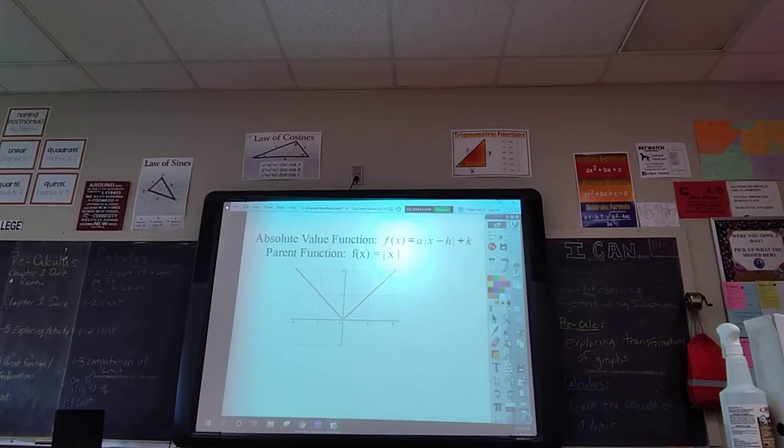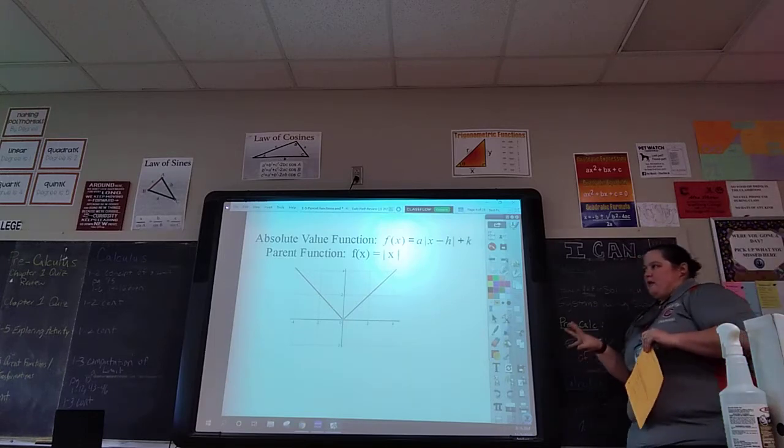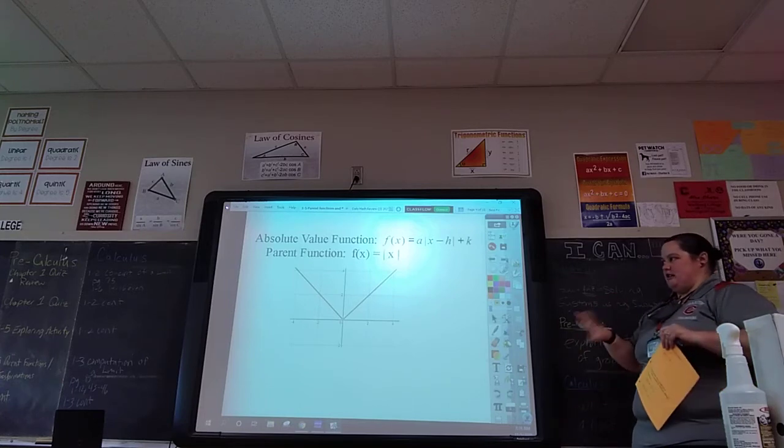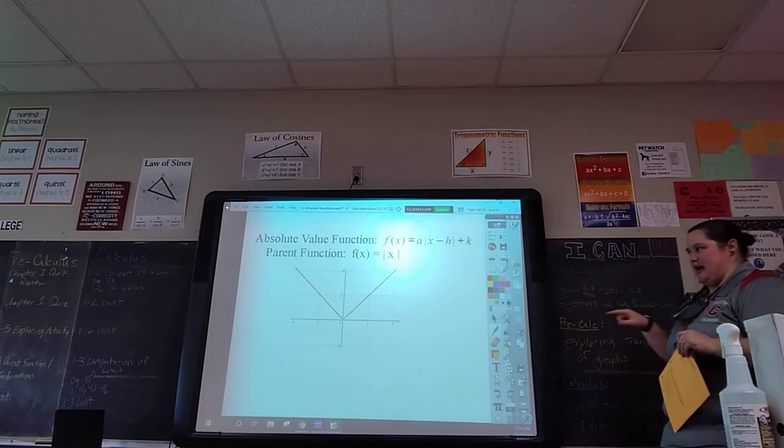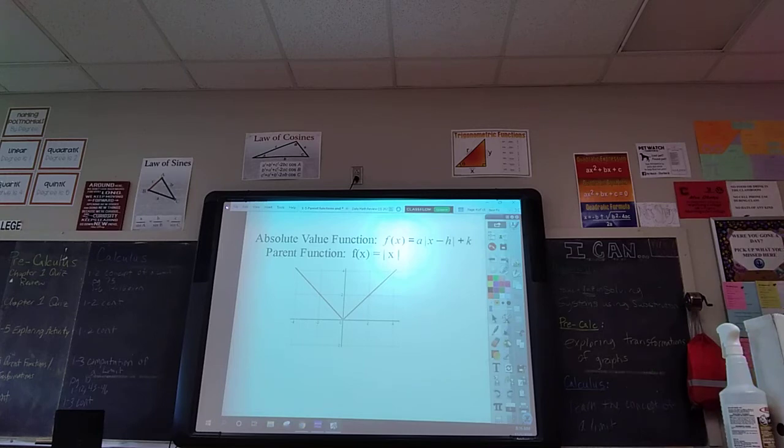And again, what makes it a parent function, take all that out, and it's just the absolute value of x. And so when I ask you to identify parent functions, like I said, take out all the numbers and just leave the operation with an x. So since it's absolute value of x is its parent function, and that is the V shape. Okay, questions about the parent functions?